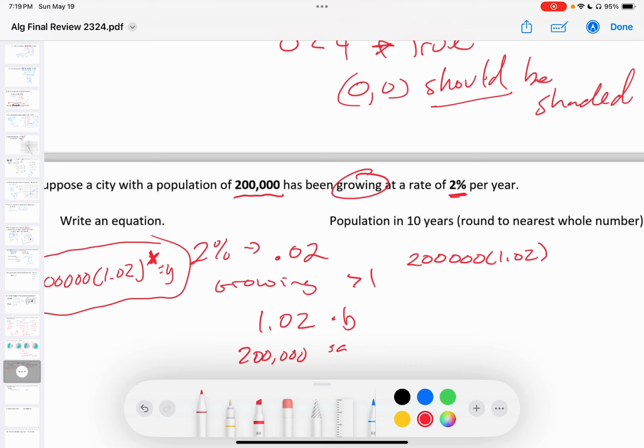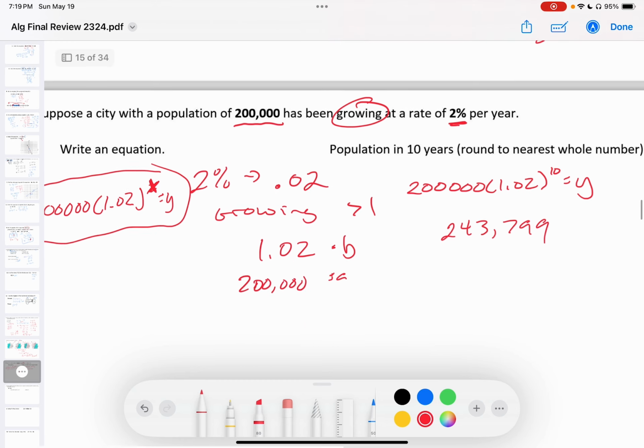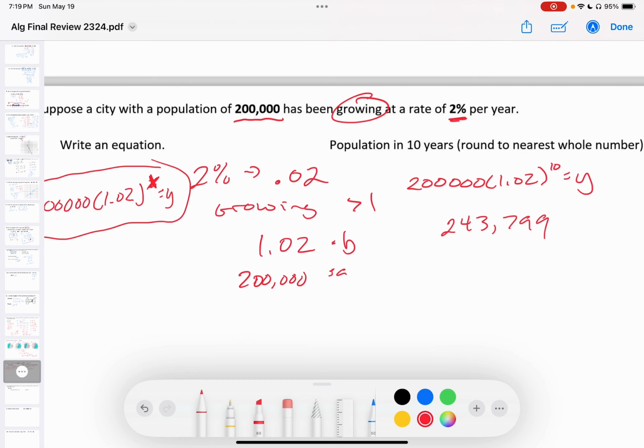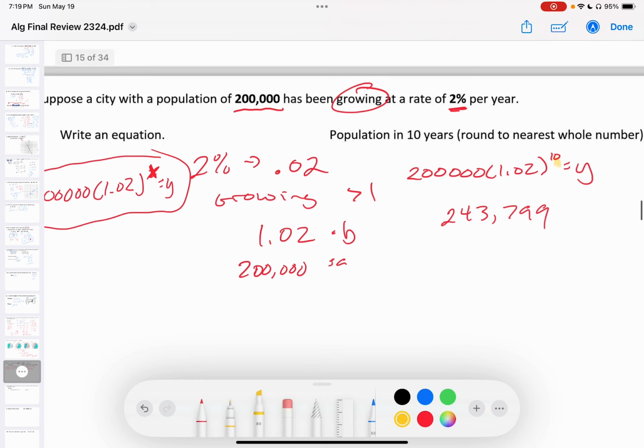So instead of that x there, this shall be a 10. And then we would just throw that into our calculator, and it's round to the nearest whole number, which is 243,799. Again, this piece here is that number of years we would want, because that's where our variable is.